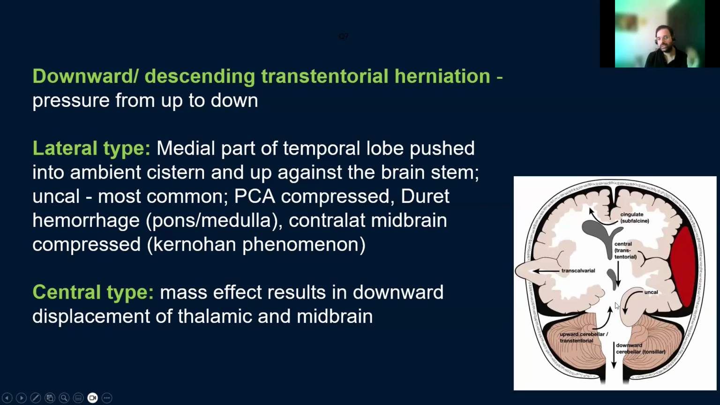Another interesting thing which happens is when you have this uncus of the temporal lobe compressing downwards, the contralateral midbrain is going to get compressed. Now imagine this uncus is pressing, and this is the right half of the midbrain and the left half of the midbrain. So this compression is going to result in the right midbrain getting compressed against the bone here. So this is called the Kernohan's phenomenon.